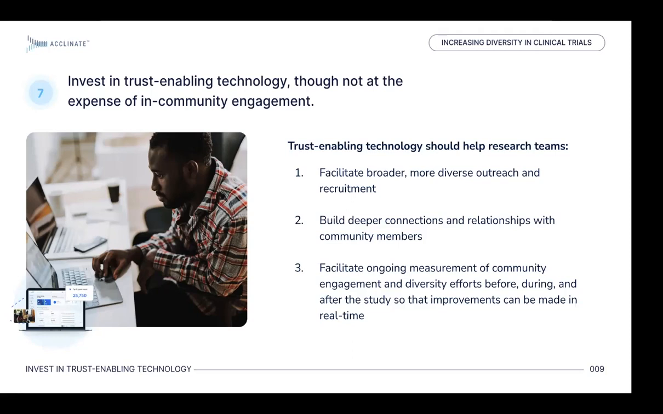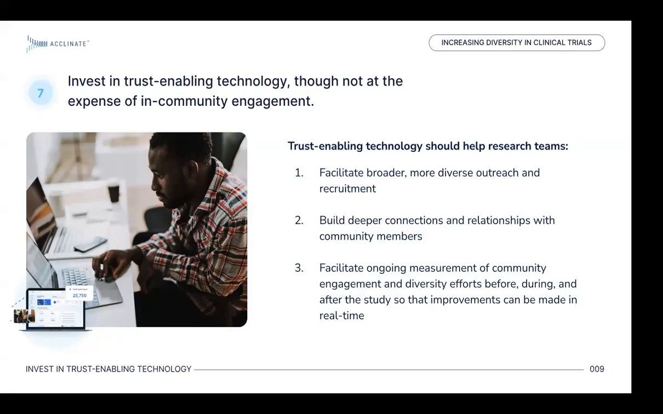So best practice number 7: invest in trust enabling technology. And as we mentioned before, while trust enabling technology can certainly help you have a broader and further reach, it should not come at the expense of in-community engagement. So a great mix of both is really what you need.